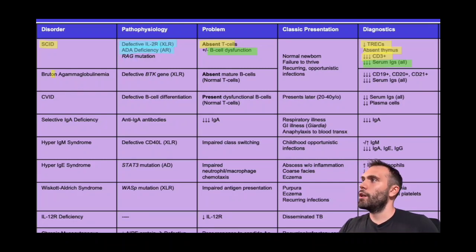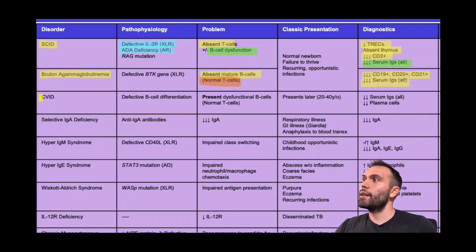All right, and then we talked about Bruton agammaglobulinemia. Again, this is going to be absent mature B cells. So if I don't have B cells in the bloodstream, right, I'm going to have very low levels of my B cell markers on flow cytometry, CD19, 20, and 21. And because of that, I have low serum immunoglobulins. And the other key point here is that your T cells should be normal, right? The T cells should be normal. I shouldn't have low CD3 in Bruton's.